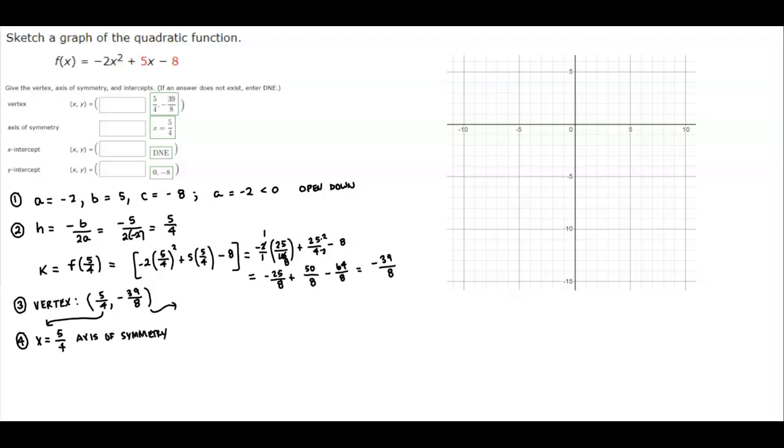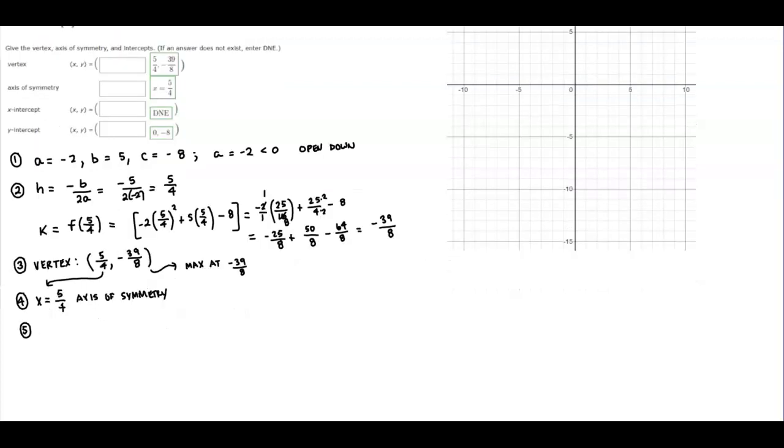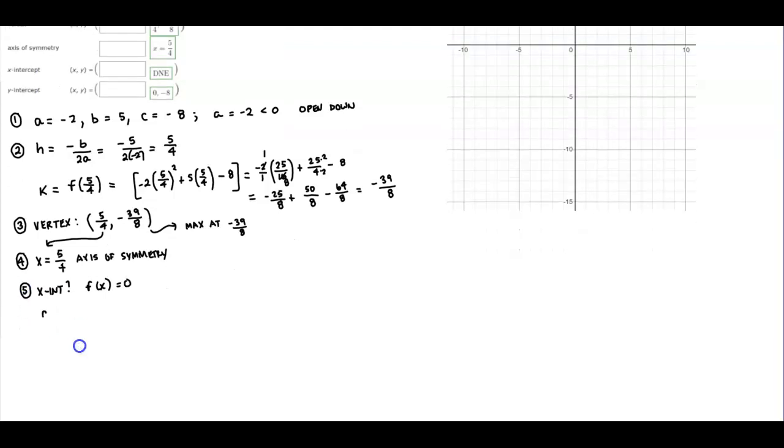And then we know that negative 39 over 8 is, since it's opening down, the maximum at negative 39 over 8. So now what we want to do is we want to find the x-intercepts. And the x-intercepts is when we let f of x equal 0, or y is equal to 0. So we can look at the standard form, which is a times x minus h squared plus k, and we're going to set that equal to 0.